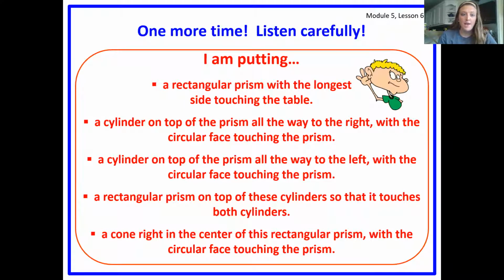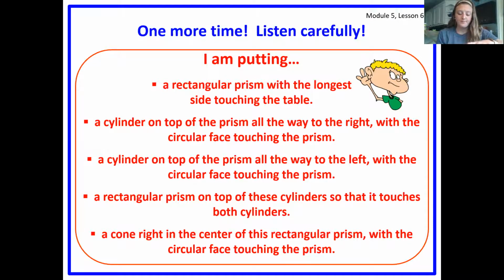A cylinder on top of the prism all the way to the right with the circular face touching the rectangular prism. Okay, now I'm going to put a cylinder on top of the prism all the way to the left with the circular face touching the prism. Okay, the circular face is on it. A rectangular prism on top of these cylinders so that it touches both cylinders. Okay, wow, this is tricky. It's getting kind of tall. And then a cone right in the center of the rectangular prism with the circular face touching the prism.